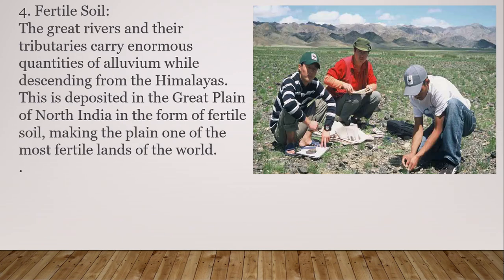Importance of Himalayas. It's also a fertile soil. The great rivers and their tributaries carry enormous quantities of alluvium while descending from the Himalayas. This is deposited in the great plain of North India in the form of fertile soil, making the plain one of the most fertile lands of the world. It has been estimated that the Ganga and the Indus carry 19 and 10 lakh tons of silt per day respectively, and the silt carried by the Brahmaputra is even more. It is therefore often said that the great plain of North India is a gift of the mountain, that is the great Himalayas. So let's move on to the next importance.